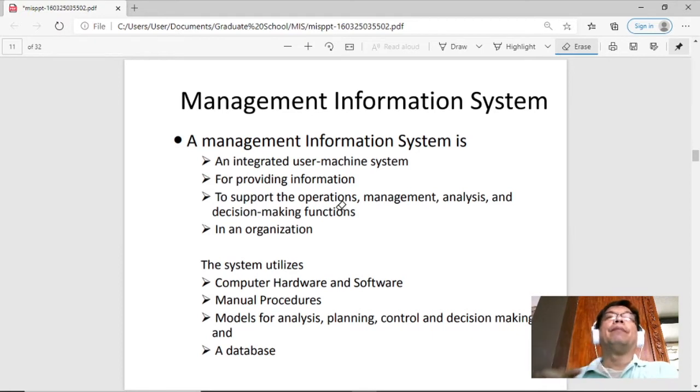Management information system. A management information system is an integrated user-machine system for providing information to support the operations, management, analysis, and decision-making functions in an organization. So the system utilizes what are the components of the system. The computer hardware and software, the manual procedures, the models for analysis, planning, control, and decision making, and a database, that is where we store data.